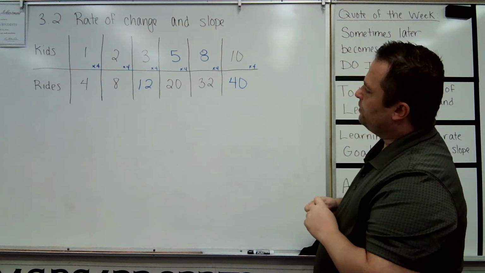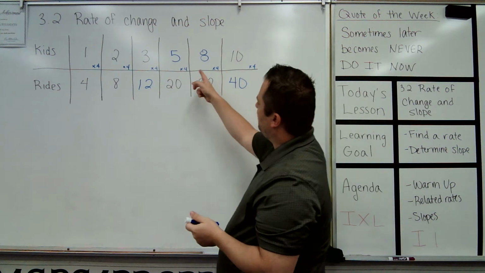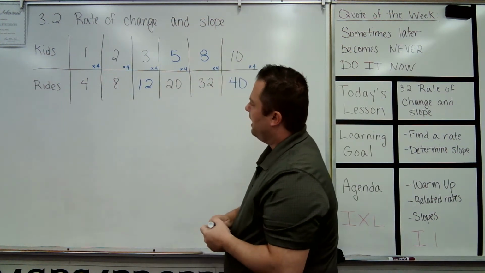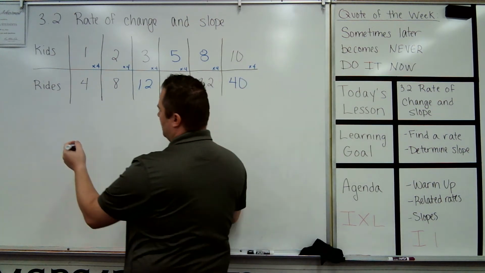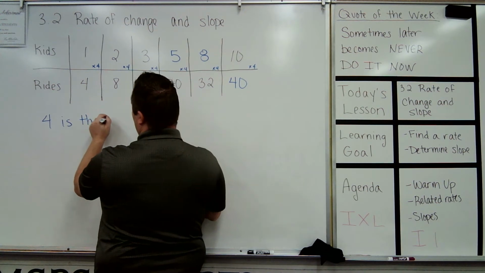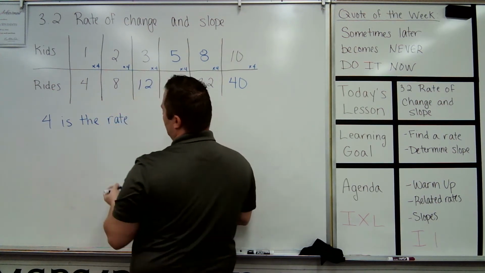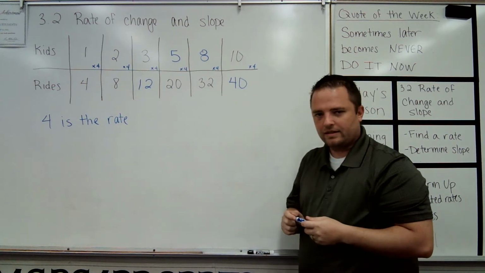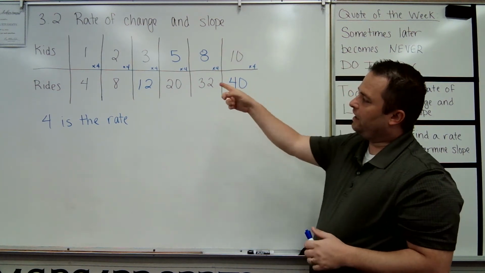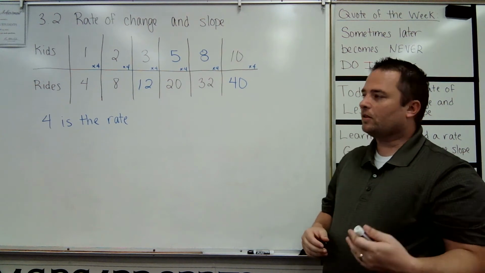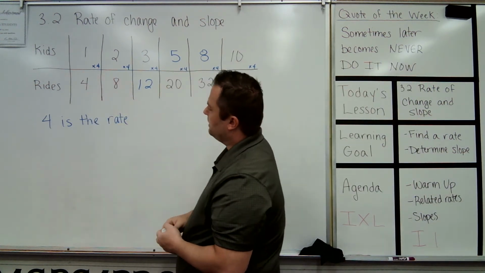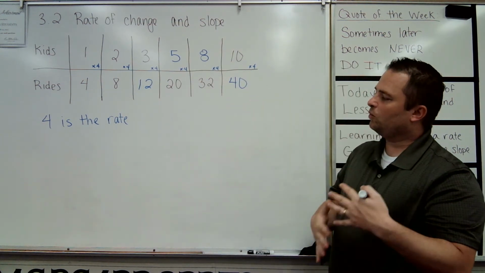We've gotten used to being able to multiply by this number, this times 4. And like I told you in class, 4 is the rate. I kept using the word rate, and there's a reason for that. So yes, it's a proportionality constant, but more importantly, it's the rate at which a kid can ride as many rides. And today we're going to learn why we call this a rate.